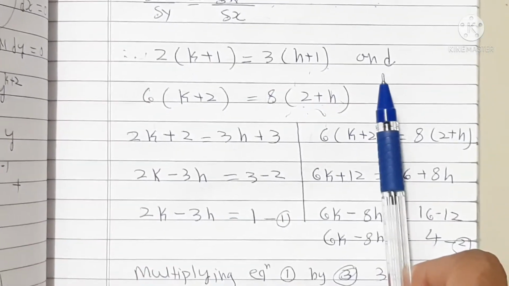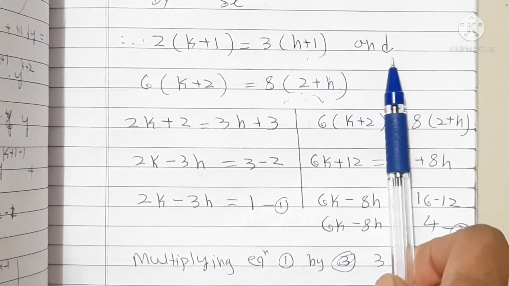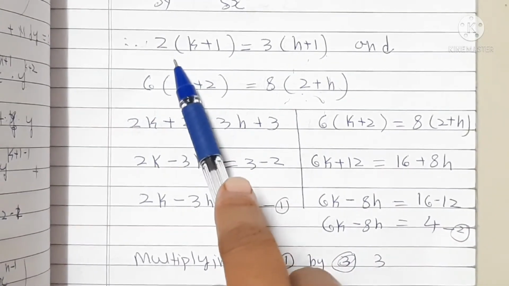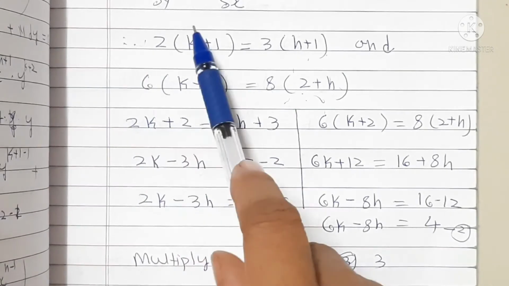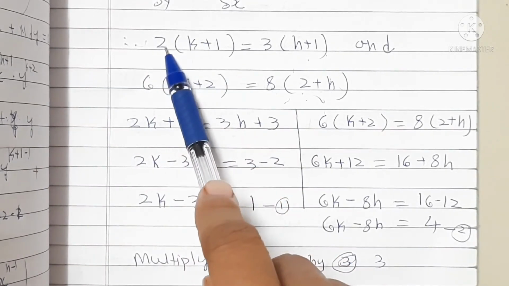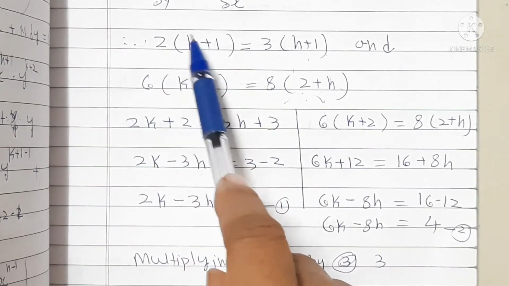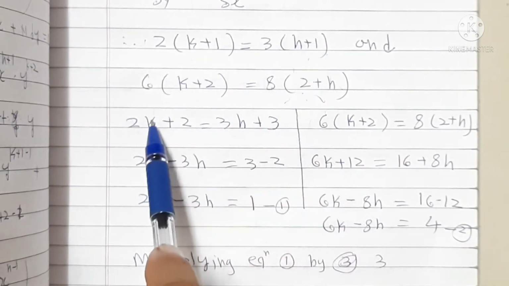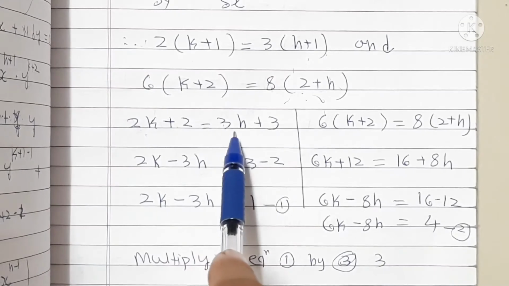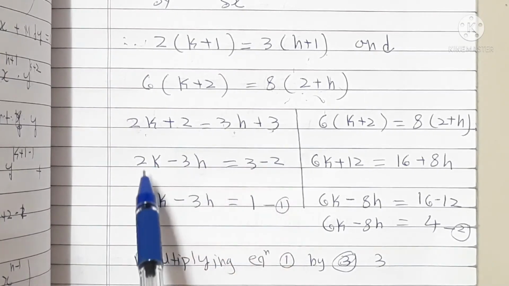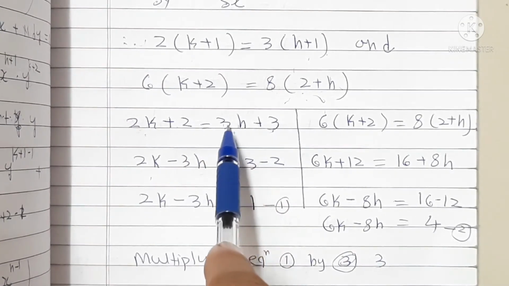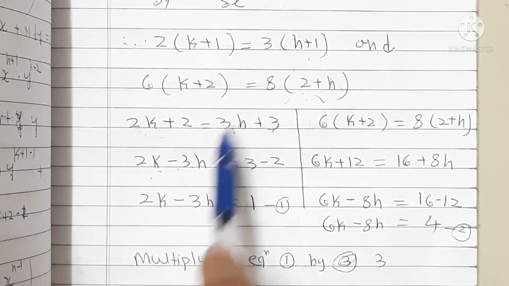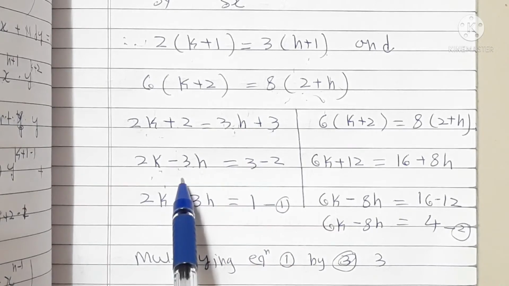Okay. These are the very important steps. Please watch carefully. After solving the bracket, meaning multiplying the outside constant with each and every term inside the bracket, we will get 2k + 2 = 3h + 3. Therefore, 2k - 3h: this 3h becomes negative when it comes to the RHS.